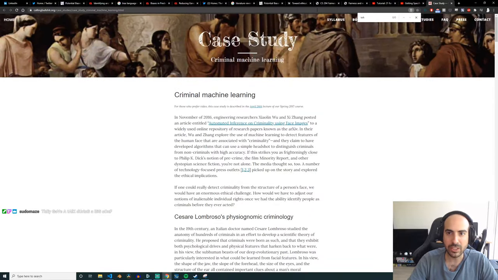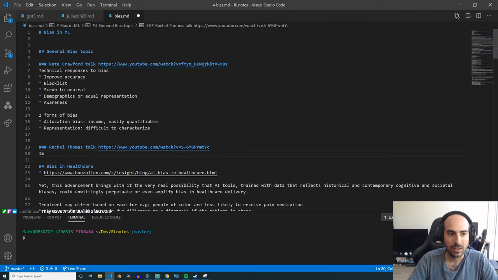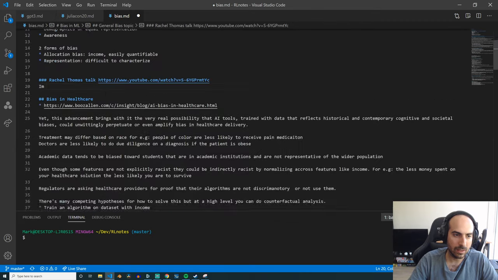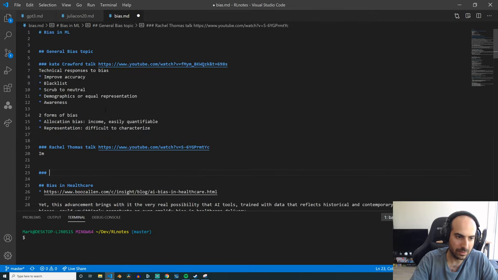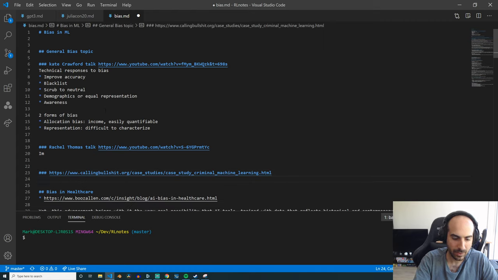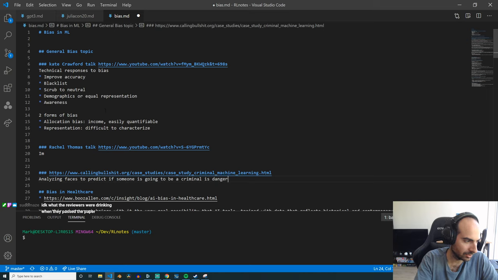Okay, so this is actually interesting work to mention. So I think basically, let's see, they're studying, analyzing faces to predict if someone is going to be a criminal, is dangerous.